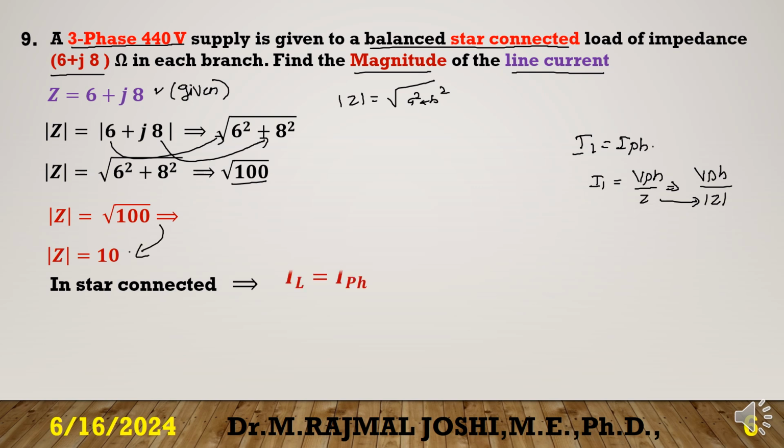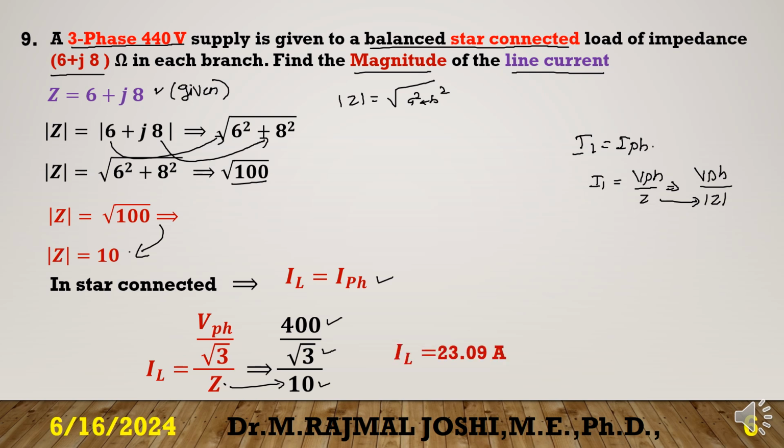In a star connected load, IL will be equal to I phase. So IL is equal to V phase divided by Z, that is, V phase in terms of line voltages, V line by root 3 divided by Z. So the given voltage is 400 by root 3 and the magnitude of Z is 10. With this, IL we get as 23.09 ampere.